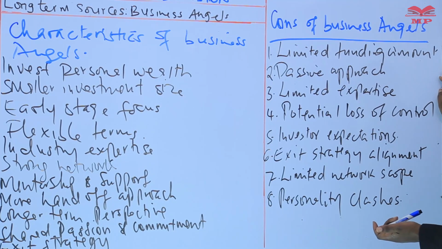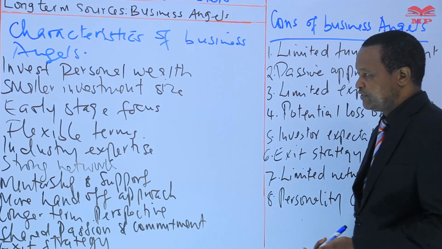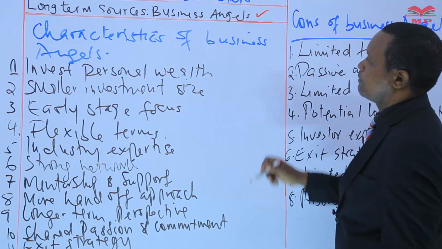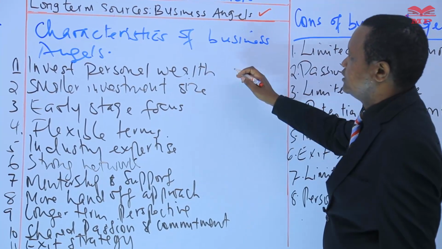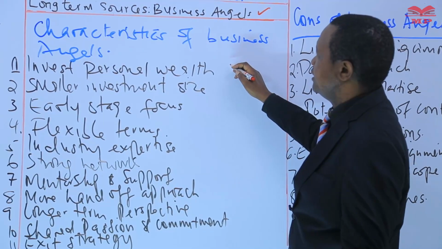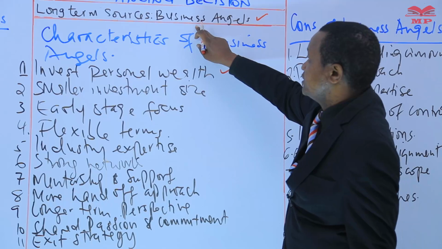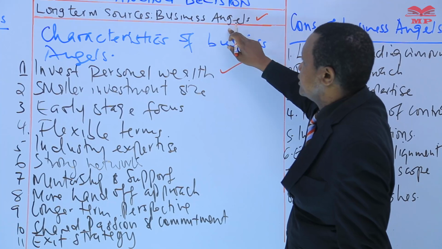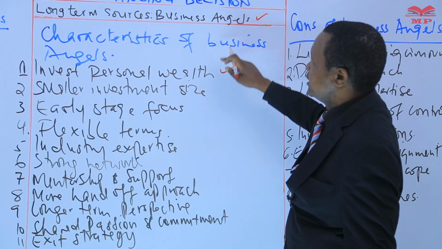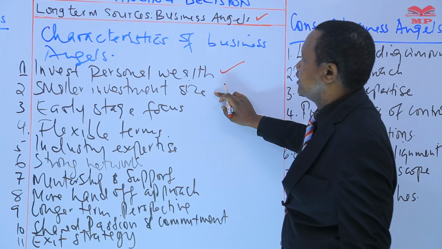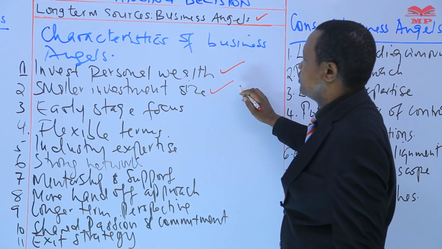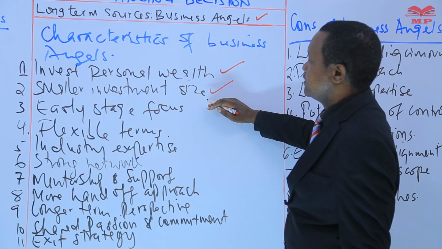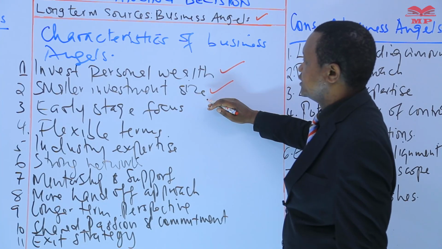So these are 8 disadvantages. We gave 9 advantages and 11 characteristics of business angels. The first one is they invest their personal wealth. We define business angels as high net worth individuals who are keen on investing their wealth in startups and entrepreneurs. The second characteristic is that they have smaller investment size, because we compare this with the venture capitalists, which are firms, and that is a feature, smaller investment size.